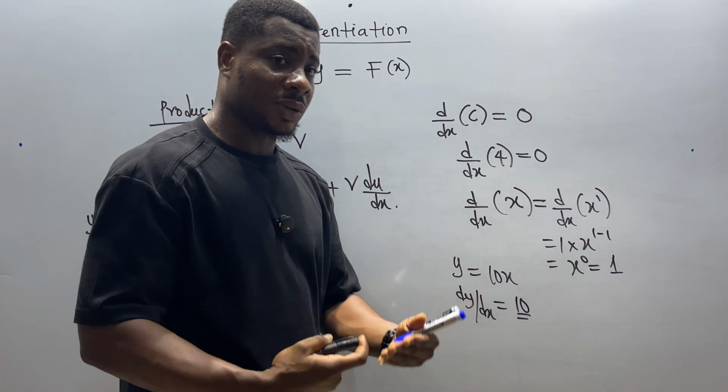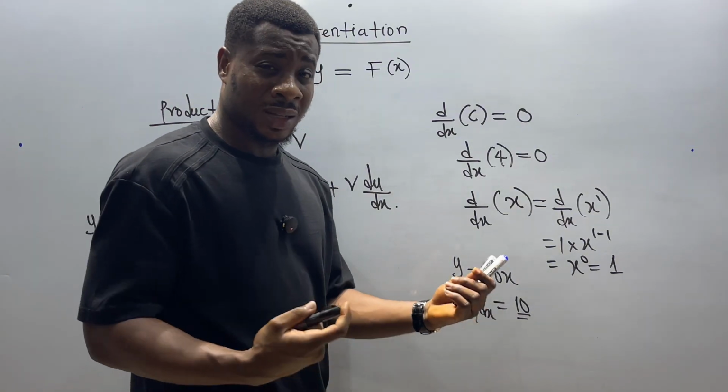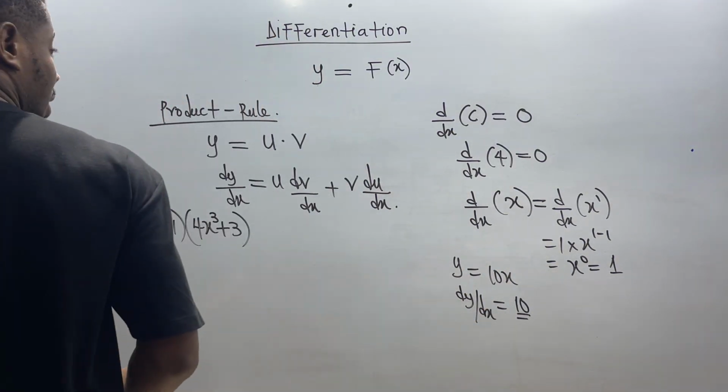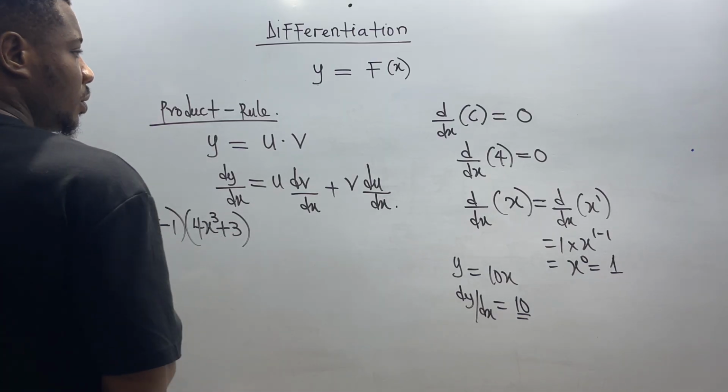If I differentiate 20x, I'll get 20. If I differentiate 30x, I'll get 30. If I differentiate 100x, I'm still going to get what now? I'll get 100. Okay? So this is it.